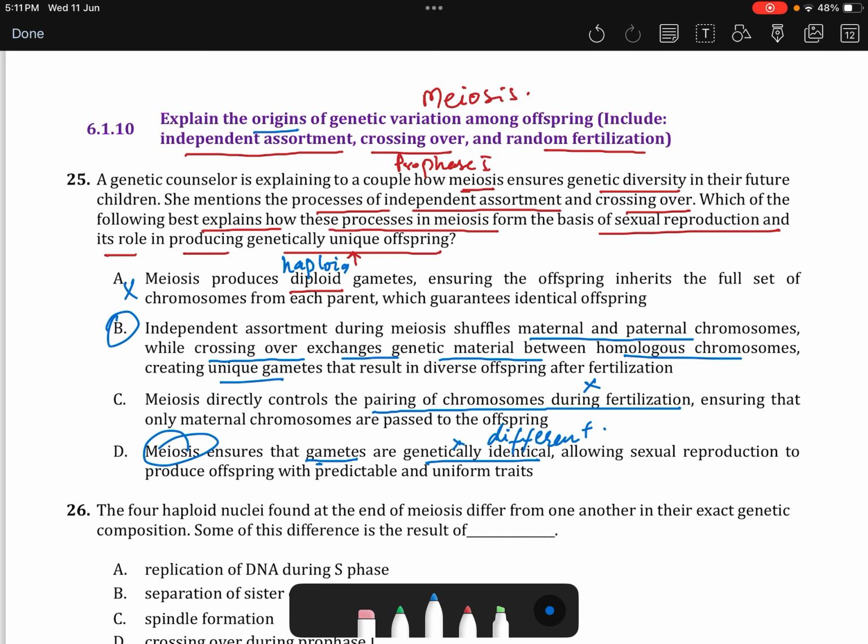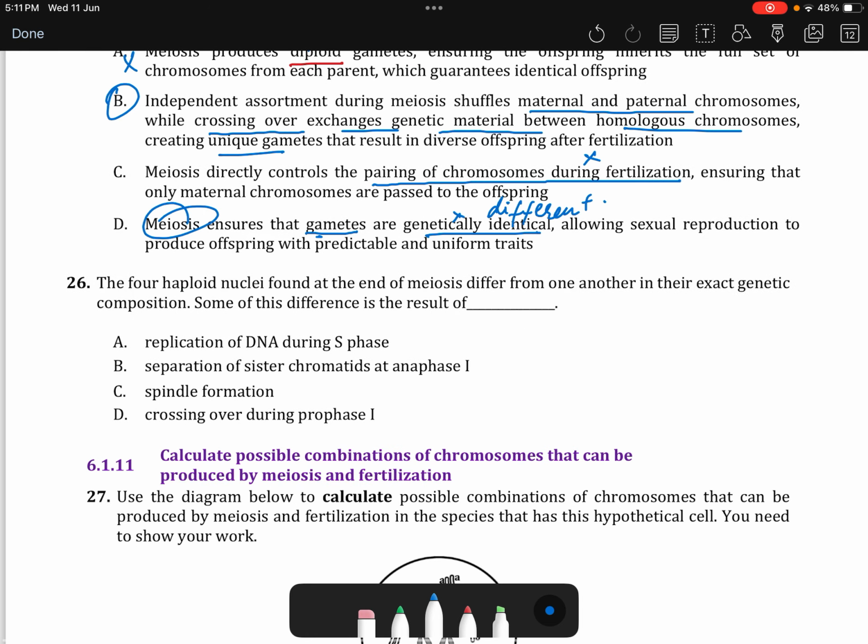It's mitosis. The 4 haploid nuclei found at the end of meiosis differ from one another in their genetic compositions. Some of this difference is the result of crossing over. We know it from the beginning, okay? Not replication, not separation, not spindle formation.